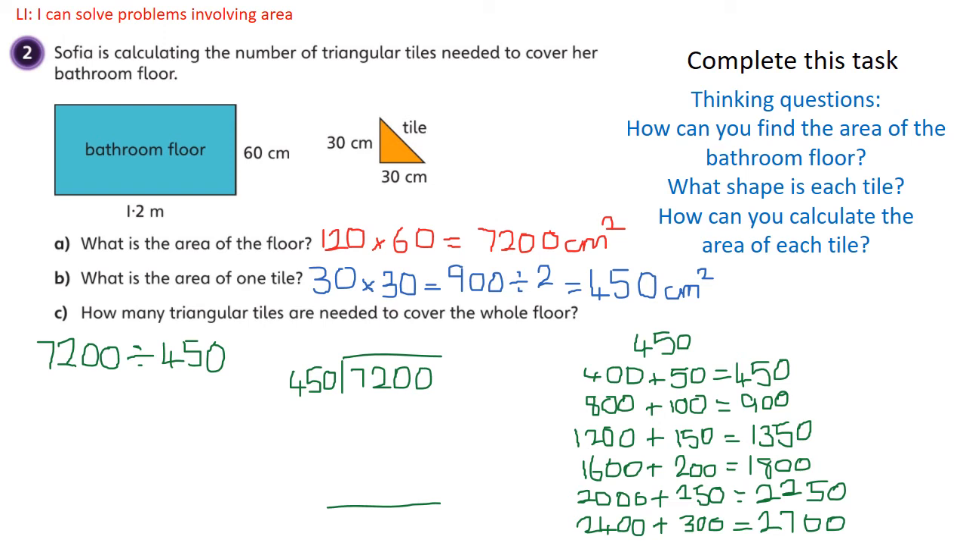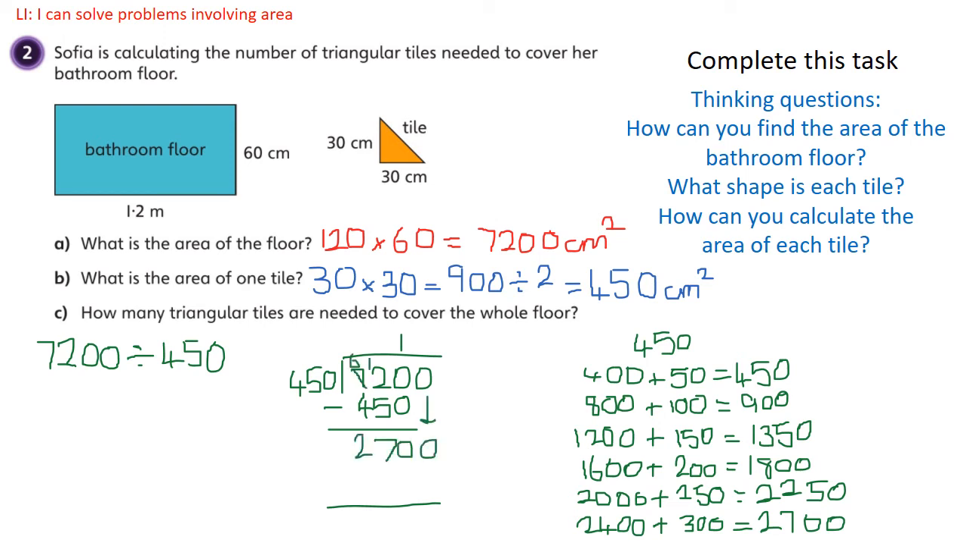So let's do our division sum. So how many lots of 450 can I get from 7? Well, I can't get any. So how many can I get from 72? I still can't get any. How many lots of 450 can I get from 720? Well, I can get one lot of 450, and 1 times 450 is 450, and then I need to take those away.